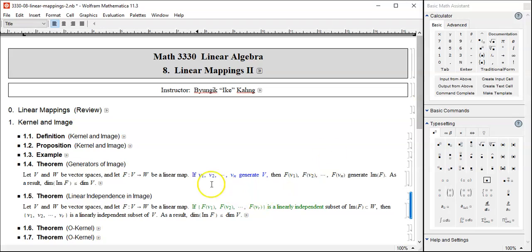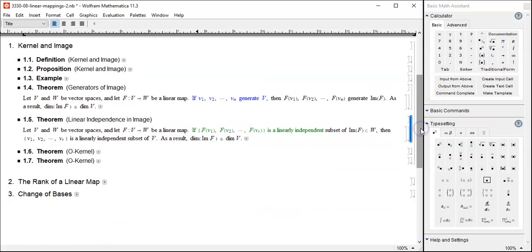If the original vectors v1 through vn generate v, the original vector space, then the image vectors f of v1 through f of vn generate image of f, the image space. 1.5 is backward. If the image vectors f of v1 through f of vr are linearly dependent, then the original vectors v1 through vr are linearly dependent as well. So we are talking about two complementary concepts, generators and linearly dependent, and forward direction and backward direction.